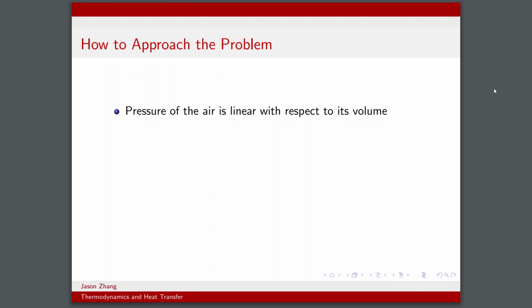Well, what we can argue is that the volume of the air is going to be proportional to the volume of the water. And this makes sense because any time we increase the volume of the air, the volume of water in the cylinder is going to decrease by just as much. It's a 1-to-1 ratio because the cylinder's volume is constant.